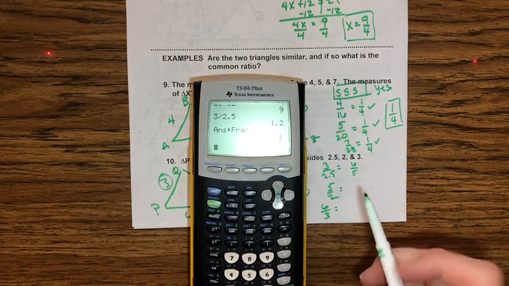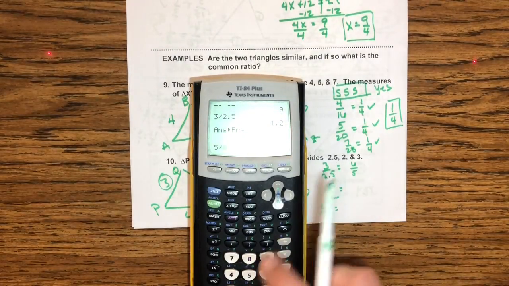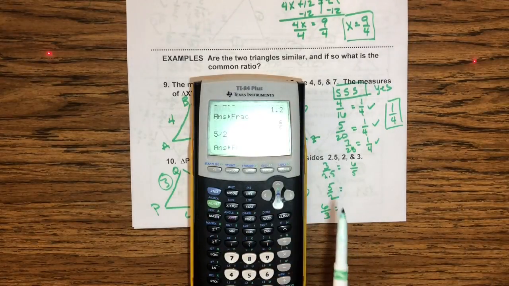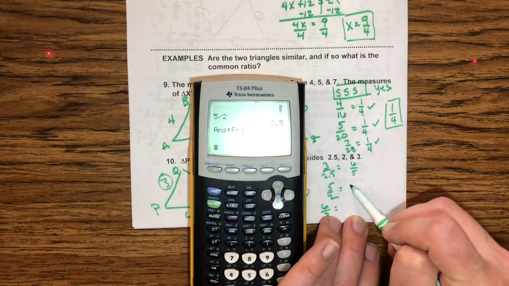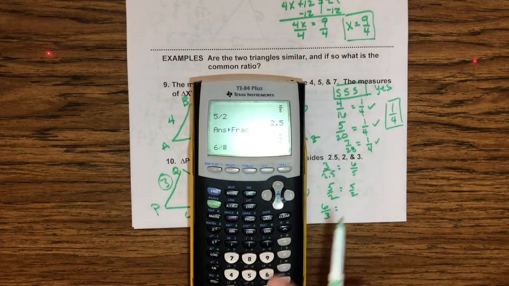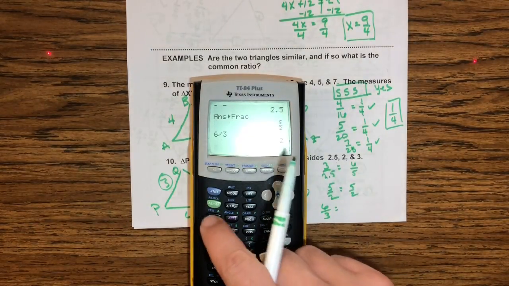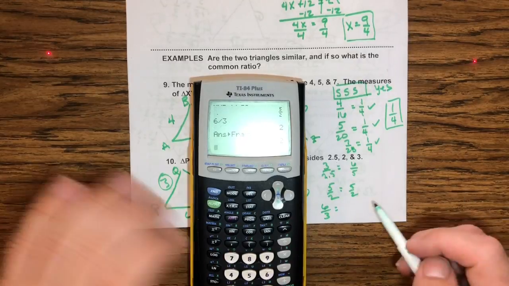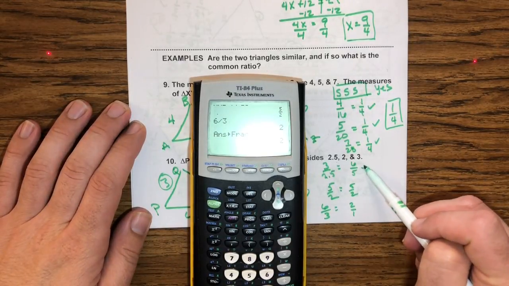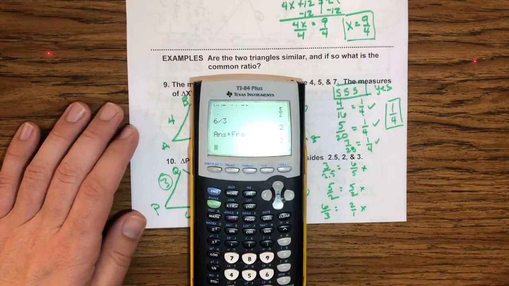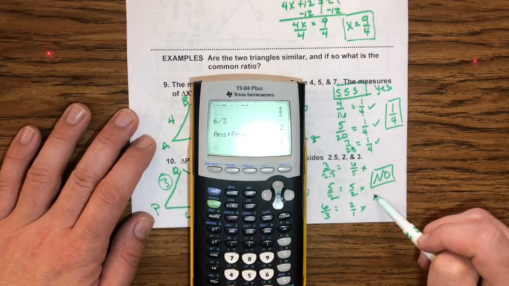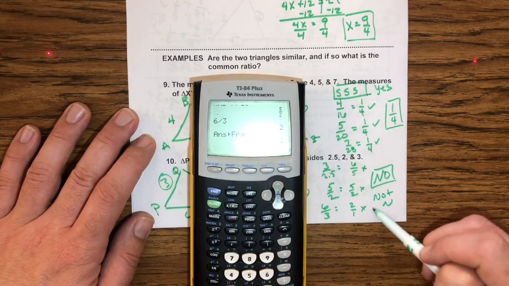I'm gonna repeat that process here. 5 divided by 2, get my decimal, math, frac, enter, enter. I get 5 over 2, gets me right back to where I started. Then 6 divided by 3, math, frac, and I get 2 over 1. Do they have a common ratio? No. These triangles are not similar.